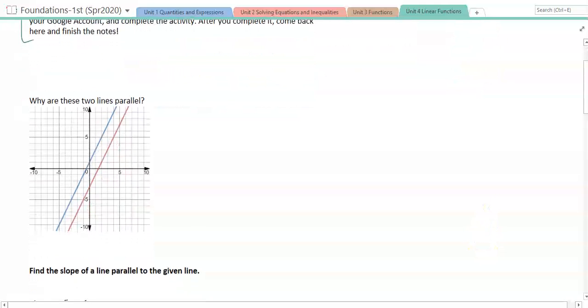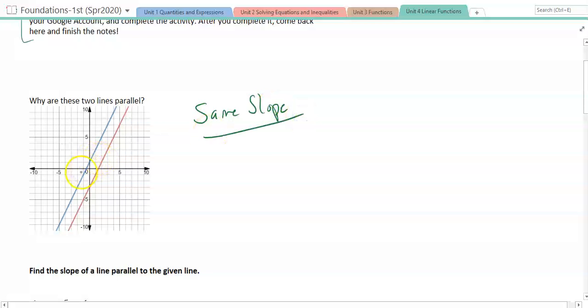And so if you did the activity, you're going to see that two lines are parallel because of what? What was that last slide talking about? Two lines are parallel because they have what? The same slope. That's the only thing that matters when it comes to two lines being parallel.